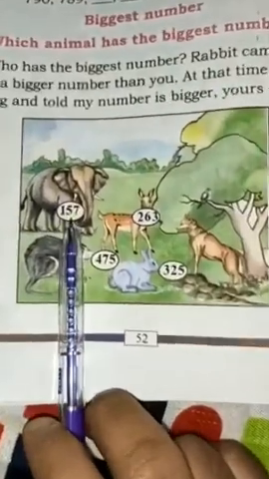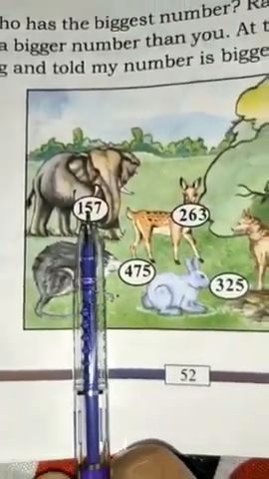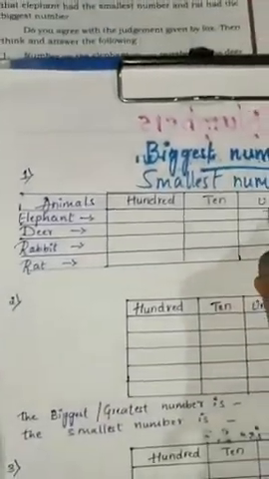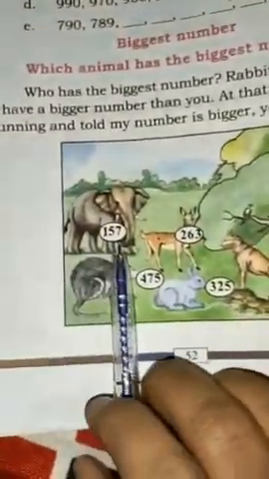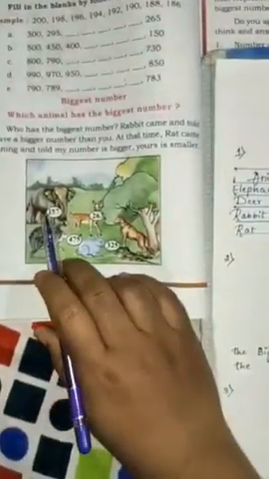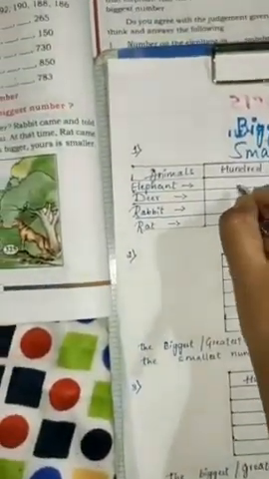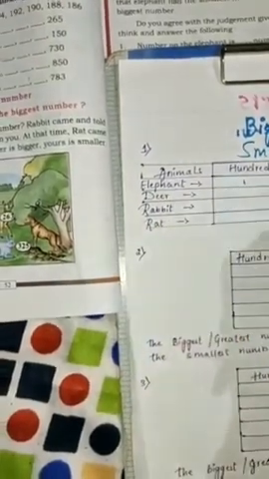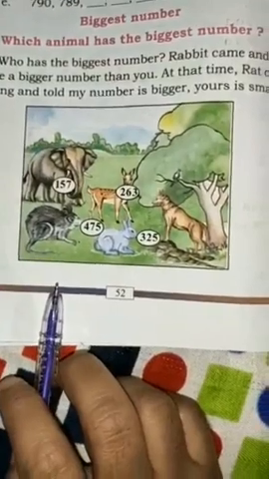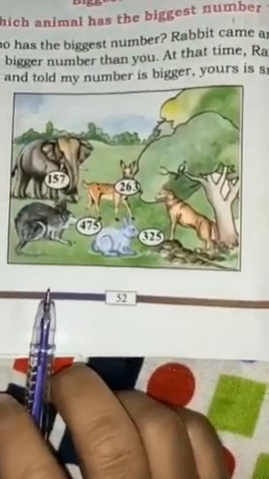So first one, elephant. Can you read this number? It is 157. So 7 is in the unit place. Yes. Next, this 5 is in the 10 place. Next, this 1 is in the 100 place. So elephant is having 157. In the same way as you already learned how to arrange the numbers in the place value chart. So let us add it first.